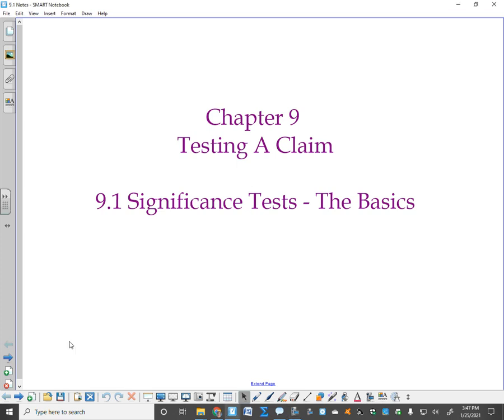And just like with confidence levels, we're going to have a day for proportions and a day for means. Today, we're just laying the groundwork. So this is the basics. Then 9.2 is on proportions and 9.3 is on means.